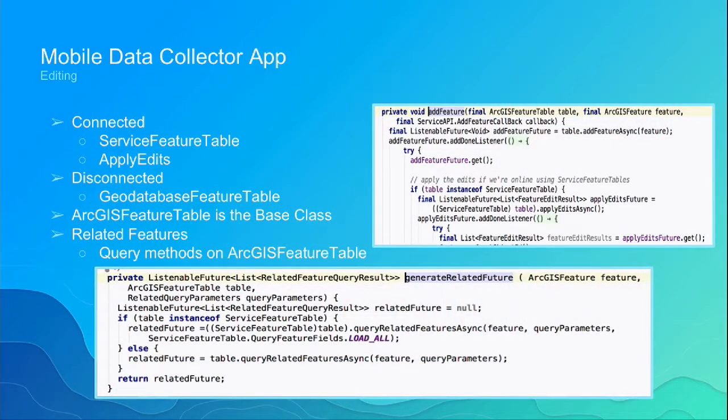And the editing workflow that you saw does both connected and disconnected editing. If you're doing connected editing, you work with the service feature table, as I mentioned before. And if you're in a disconnected mode, you work with the geodatabase and the geodatabase feature table. ArcGIS feature table is the base class for these feature tables that are coming from the ArcGIS platform. So all the related query methods that you want to perform should be available on the ArcGIS feature table. All you need to do is call the method query related features and pass in the feature and some parameters that you want to perform the query, and then you get the results back.